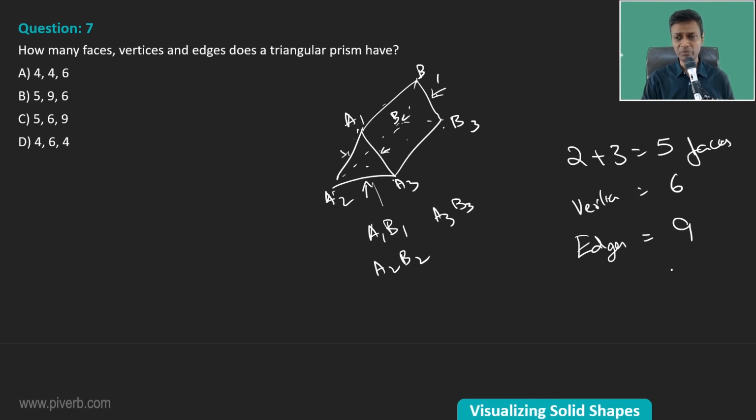So faces should be 5, vertices should be 6, edges should be 9. We're looking for 5, 6, 9. This is the choice we have.